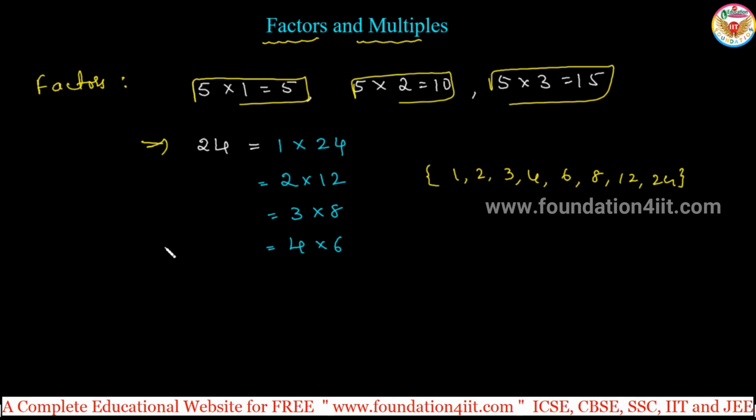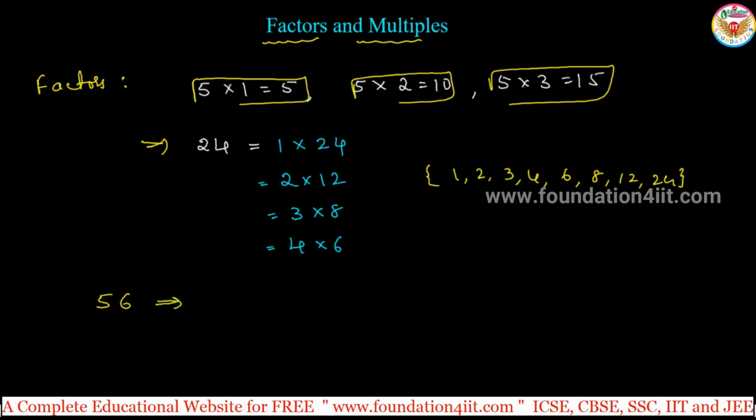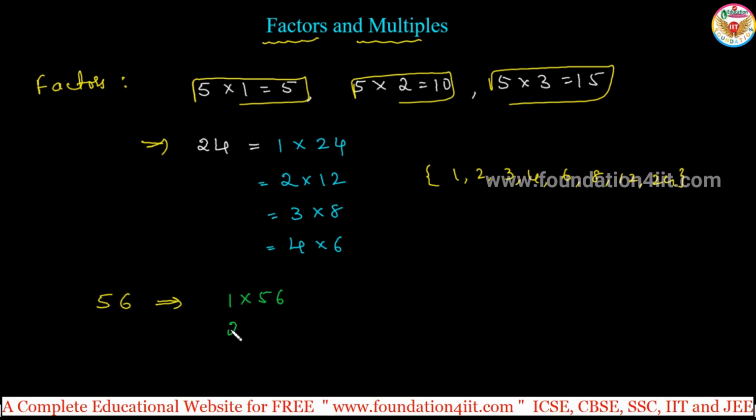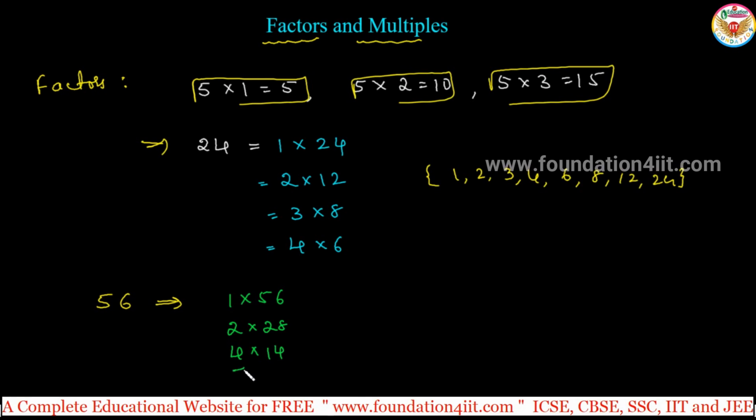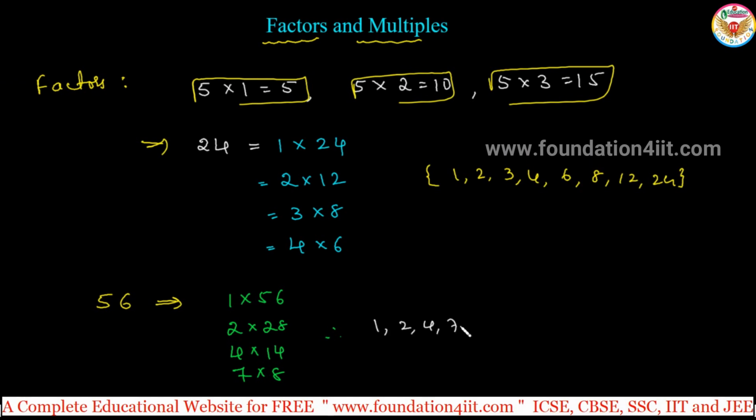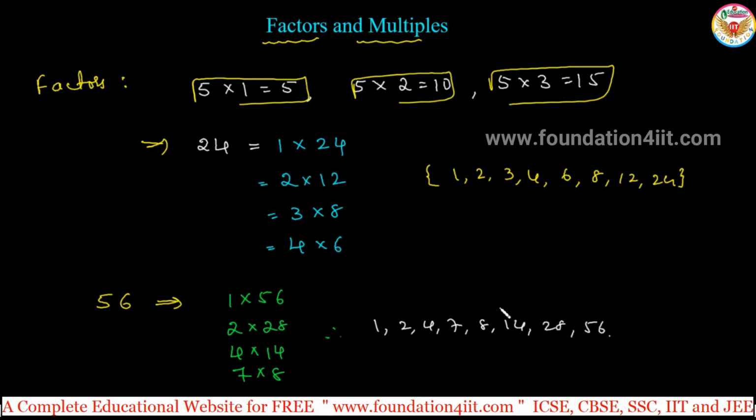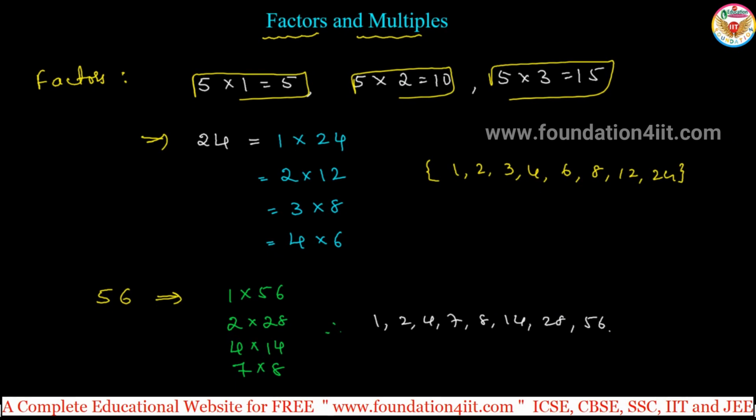Okay. The question is find all the factors of 56. 56 factors you have to find out. So you can take the 56 table. That means 1 into 56 is 56. Again 2 into 28, 3 table is not there, again 4 times 14, 7 8 56, right? That means therefore the factors of 56 you can write: 1, 2, 4, 7, 8, 14, 28, 56. So you'll not miss any number, you can find out all the factors.